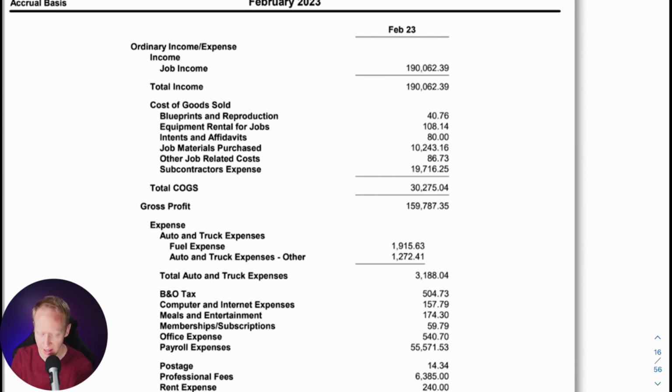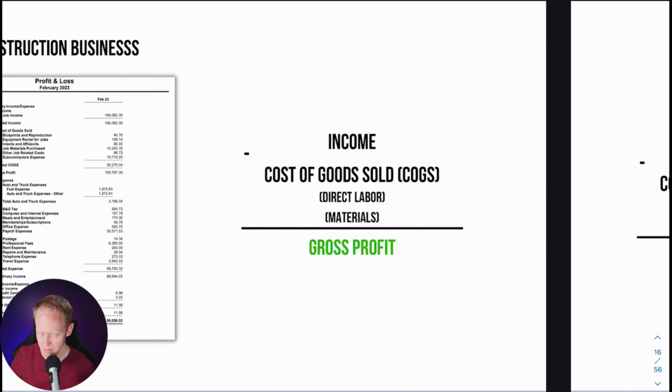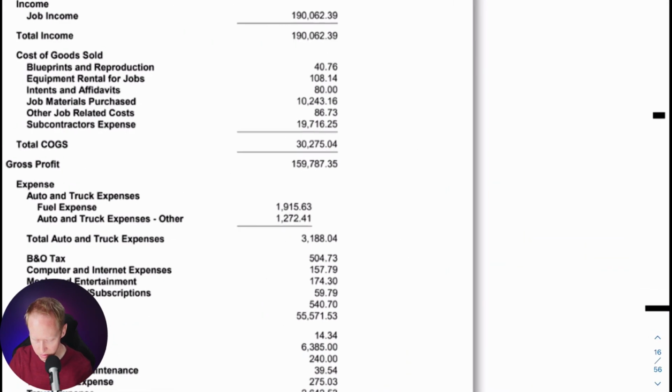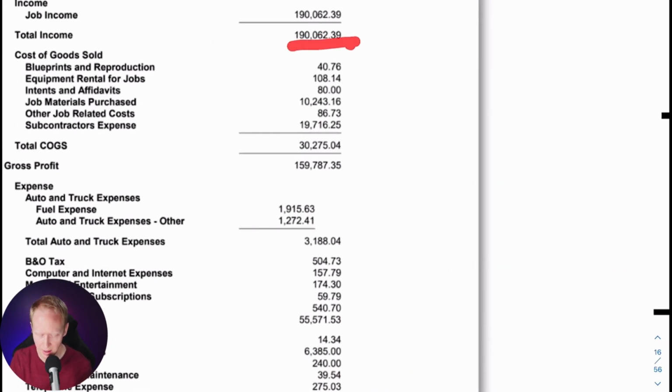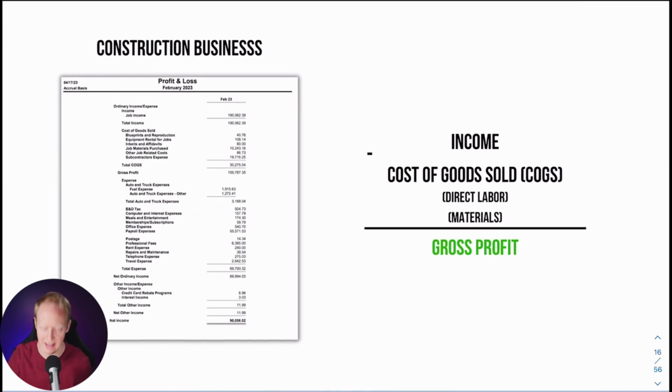We're looking at things like, for every job, we might need to have a blueprint. We might need to have some equipment rental. We might have other job materials and subcontractors, or the people, right? And so then we get total COGS, right? Total cost of goods. So we have our little formula here: income minus cost of goods sold equals our gross profit. And let's do the actual numbers here real quick. We'll see an example, but it would be income of 190 minus the 30,000 gives us our gross profit of 159, okay? This is all probably pretty basic for most of you who are running this kind of business. If you see this, it's like, okay, yeah, I get it.